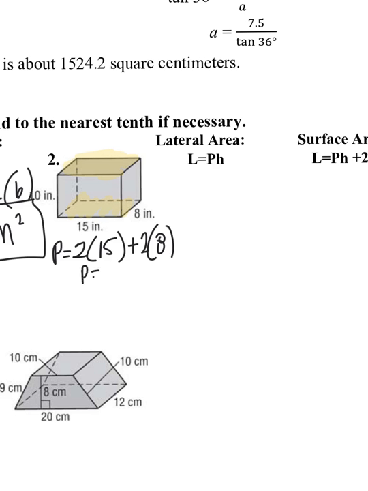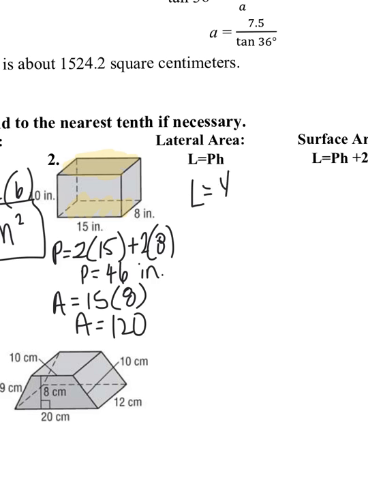Okay, so the perimeter equals 46 inches. Area of a rectangle is just base times height. So 15 times 8, area equals 120. Now to plug them into the equation, lateral area, again, is everything except the bases. So it's the perimeter times the height of the prism. So it's the number that we didn't use. Okay, in this case, it's a 10. So the lateral surface area is 460 inches squared.